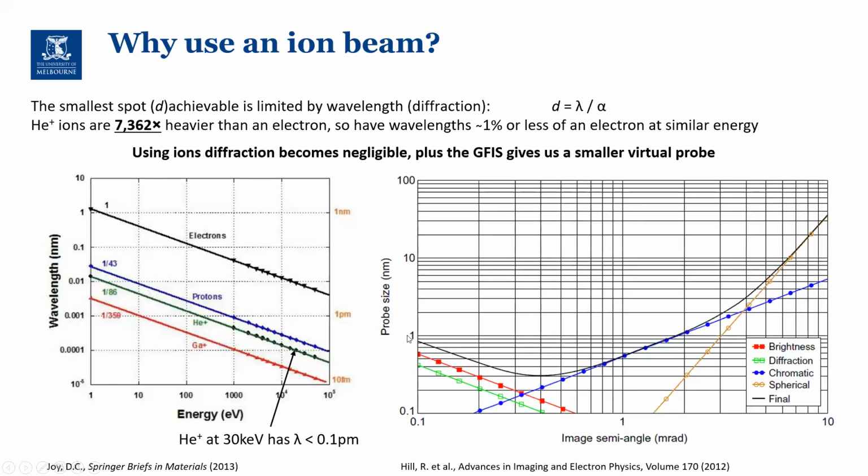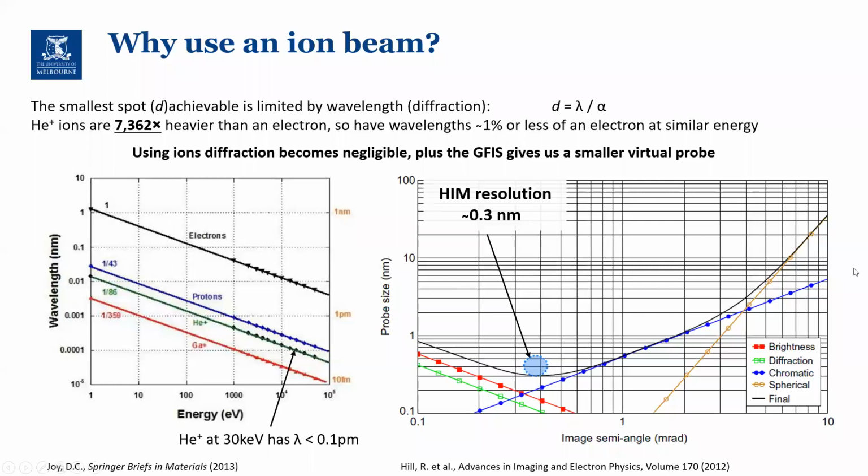So if we were to look at the contributions to probe size in this chart here, we have brightness or beam current, diffraction due to wavelength, chromatic aberration due to energy spread, and spherical aberrations due to the lenses. Combining all of those together, we get this black curve. And you can see it has a minimum point down here for the helium ion microscope of about 0.3 nanometers.